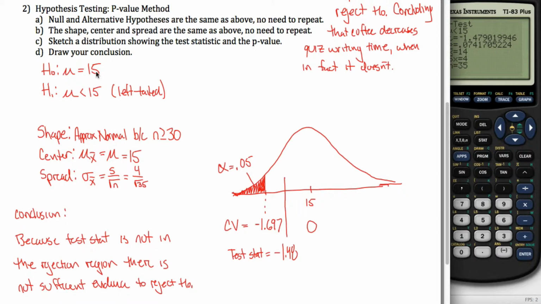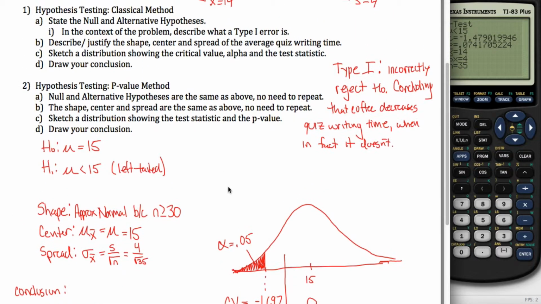I'm not saying the null hypothesis is right. I'm not saying that coffee has no effect on how long it takes me to write a quiz. What I'm saying is there's not enough evidence for me to conclude with 95% confidence that coffee does in fact decrease the amount of time it takes for me to write a quiz. So I'm not saying it's innocent, I'm just saying it's not guilty, I guess is the way you could think about it, if guilty means coffee makes me go quicker. Here's my conclusion. That's finally the end of part 1.